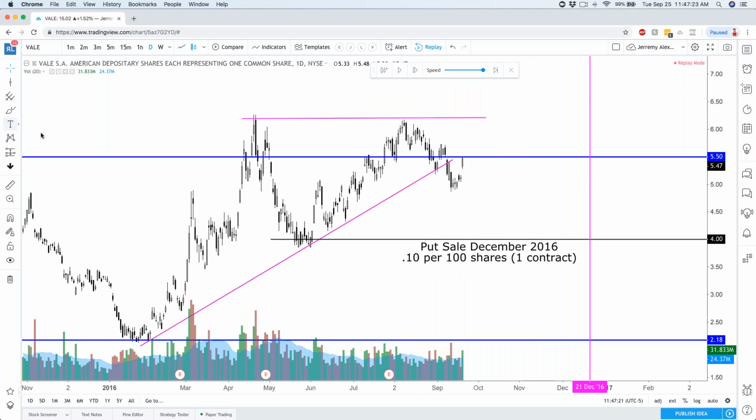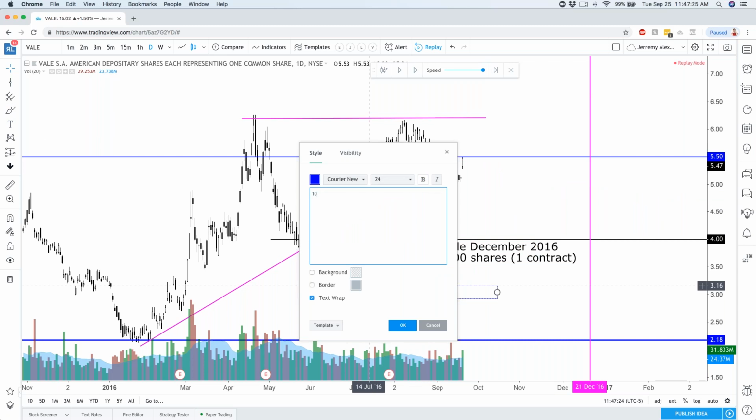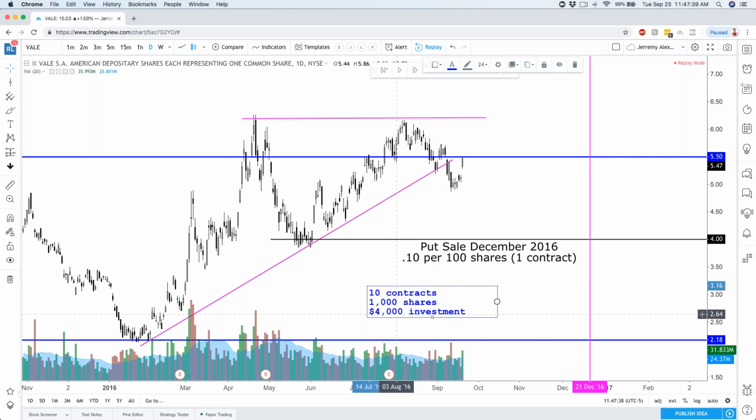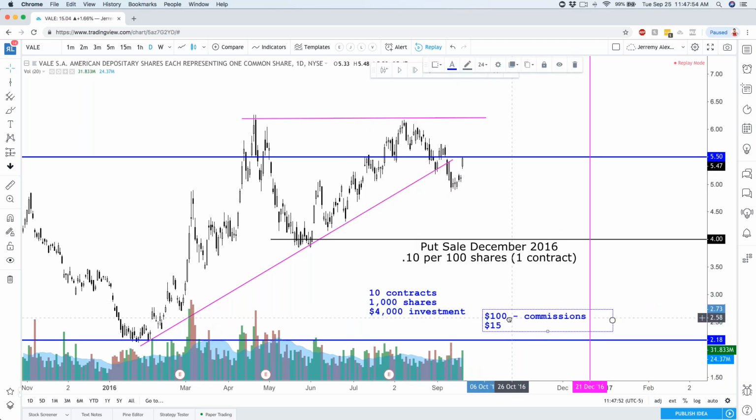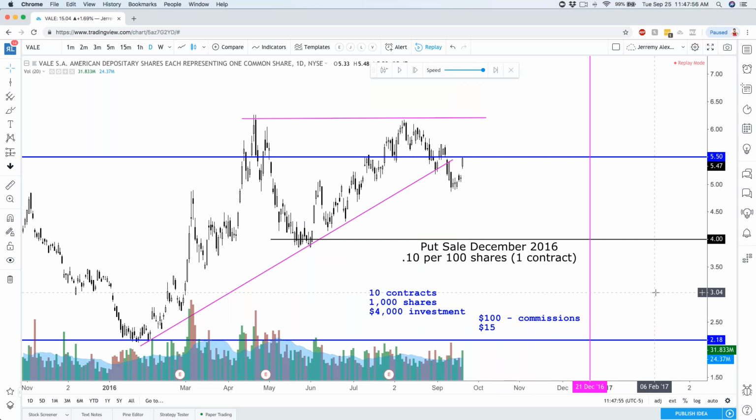So let's say, for example, I wanted to do 10 contracts, which would mean I'm trying to control 1,000 shares, which is only a $4,000 investment. It's really not that much. But if you're doing that, you would receive on that trade $100 minus commission. Let's say, on the high side, the commission was $15. So we're going to make $85 on this trade as long as VALE stays above 4.